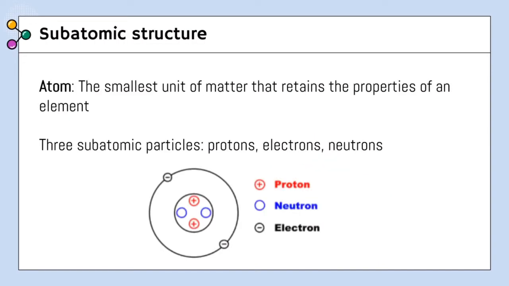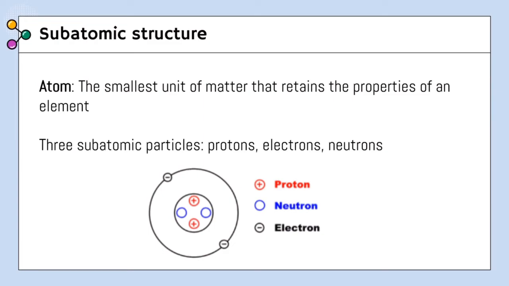Now I will talk about the structure of the atom. Each element consists of one kind of atom. An atom is the smallest unit of matter that still retains the properties of an element. There are three subatomic particles that compose atoms. Those are protons, electrons, and neutrons.